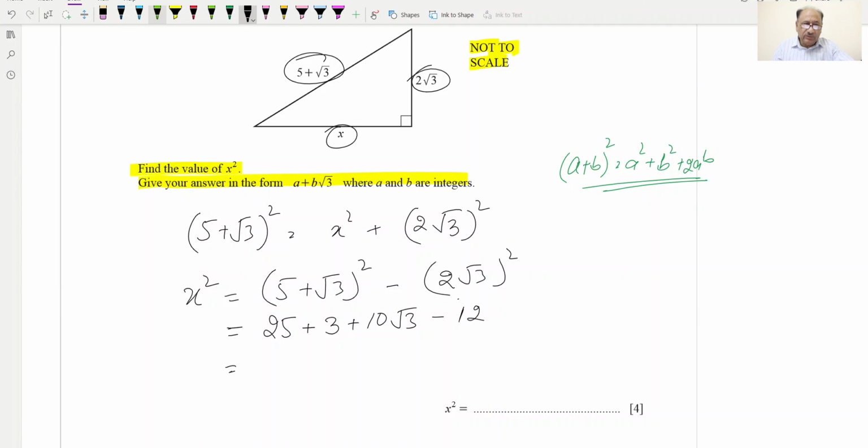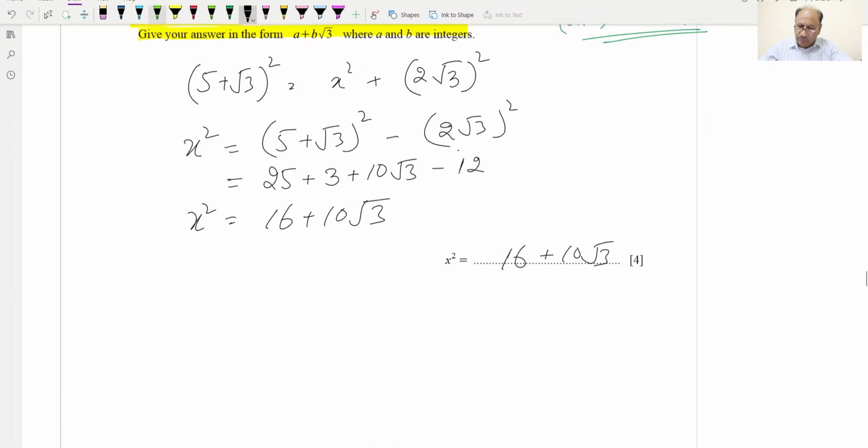Now we can further simplify. This will be 28. 28 minus 12 will be 16. So 16 plus 10 under root 3. So x squared will be equal to 16 plus 10 under root 3. This is done. This was a 4-mark question which we have done.